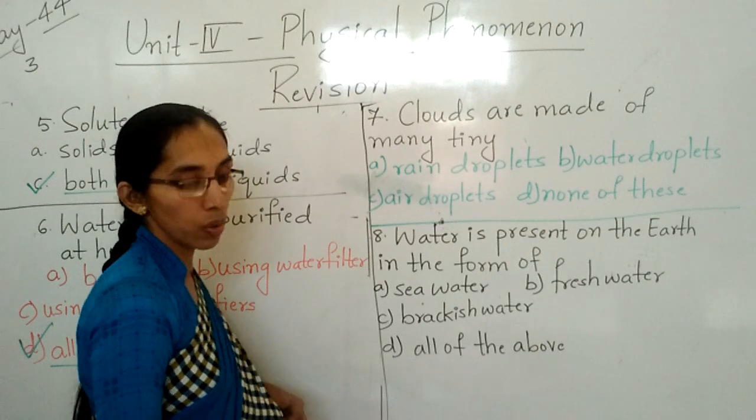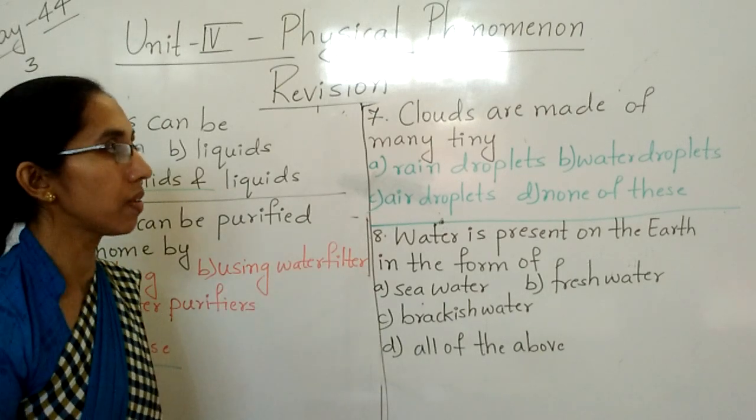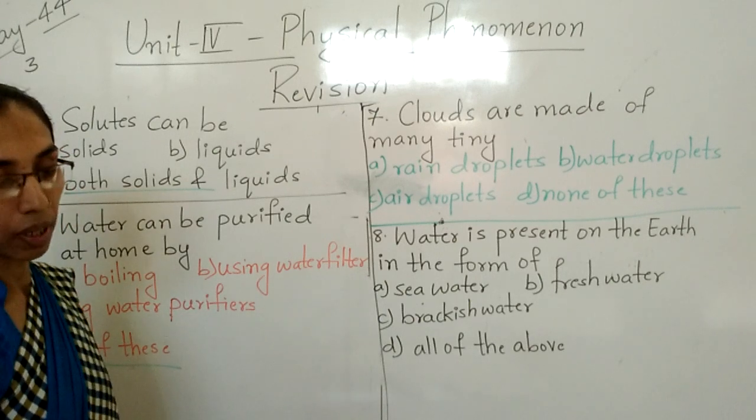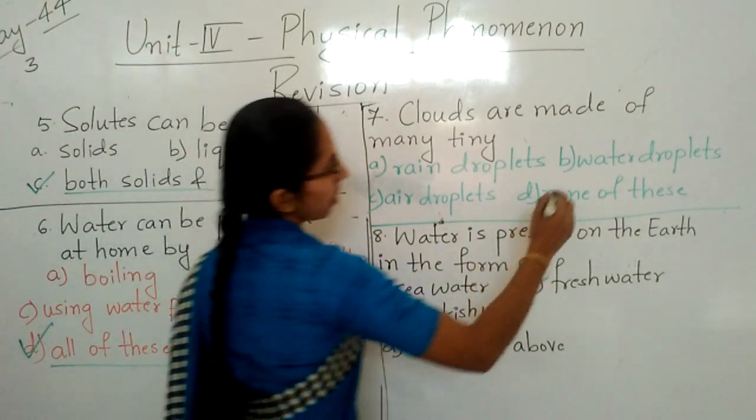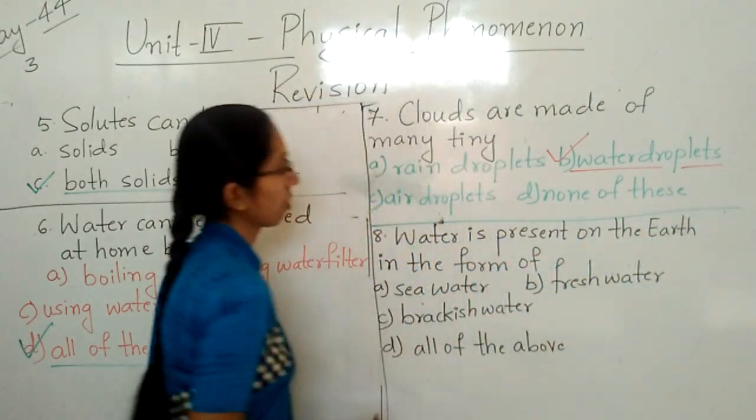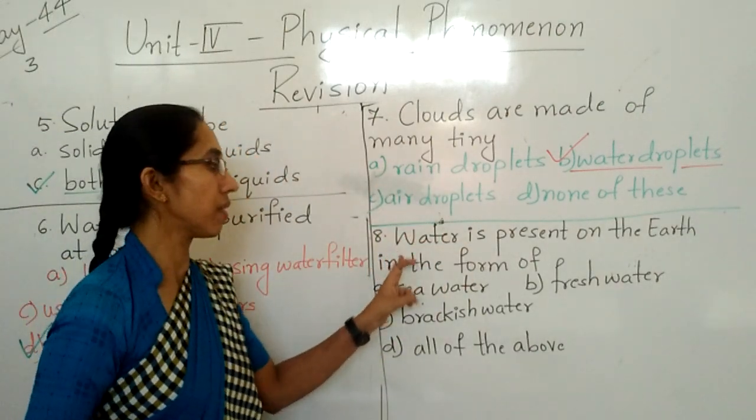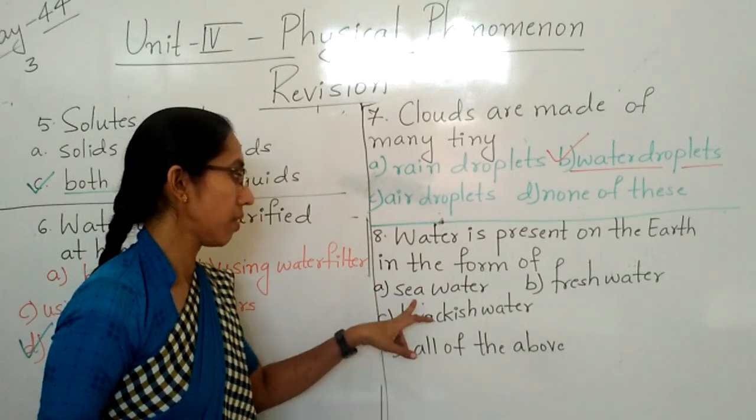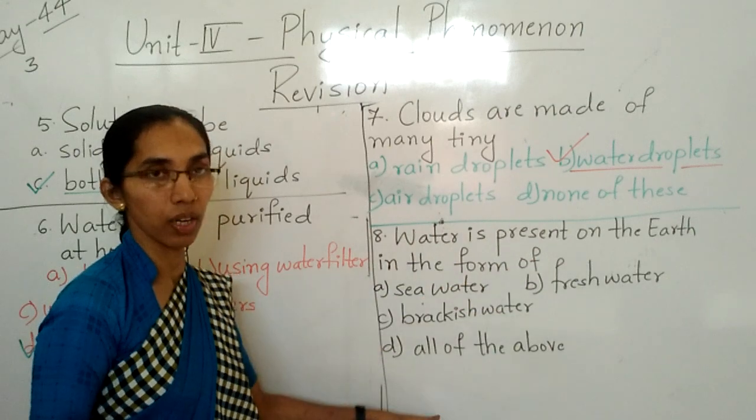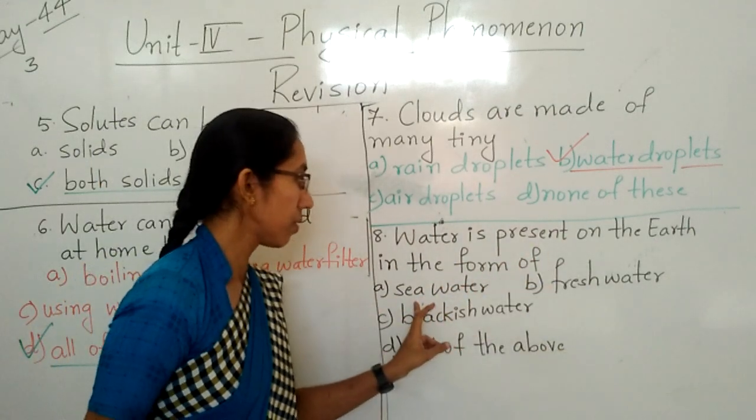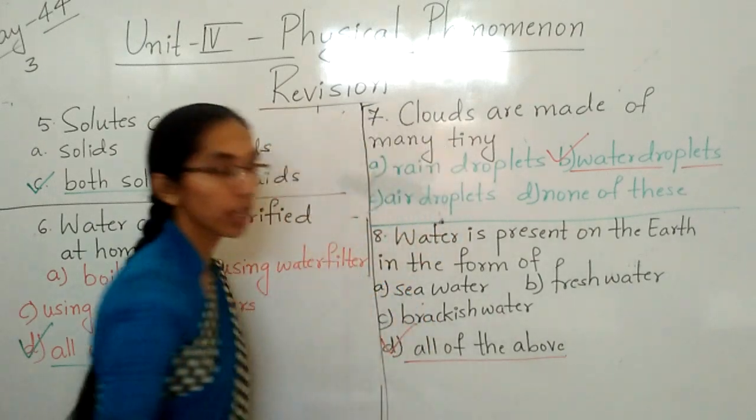So what is the first here? Clouds are made of many tiny rain droplets, water droplets, air droplets, or none of these. Tell me children. What is the answer? Yes, it is the water droplets. Small tiny water droplets, they form clouds. Water is present on the earth in the form of sea water, fresh water, brackish water and all of this. 3/4 part is covered with the water only. In the 3/4 part we can see all these forms. Sea water, fresh water, brackish water. So answer is what here? D, all of the above.